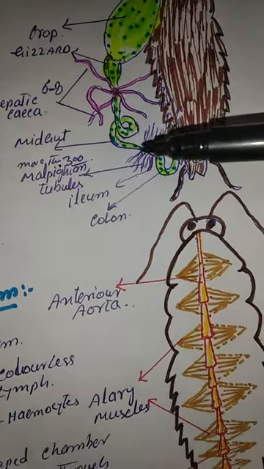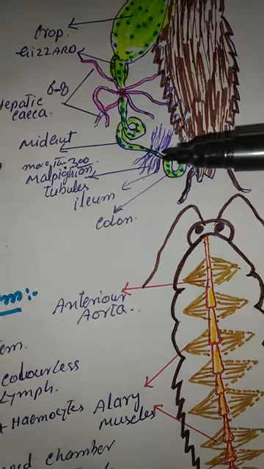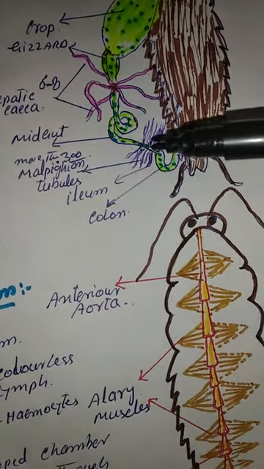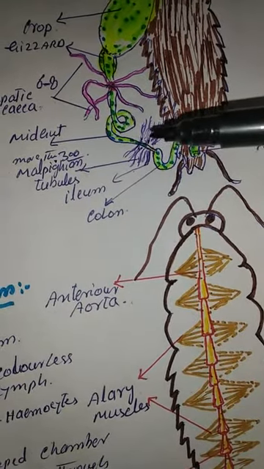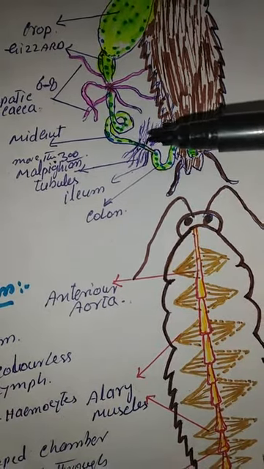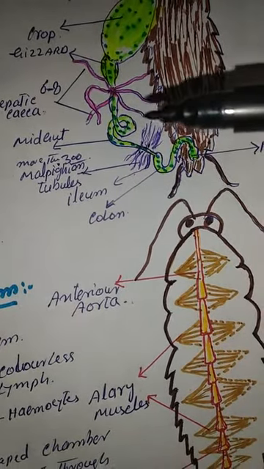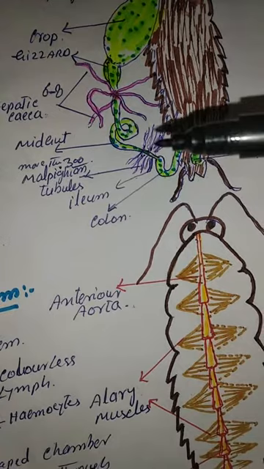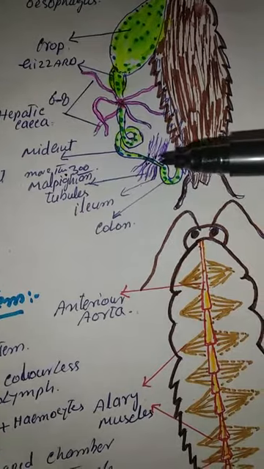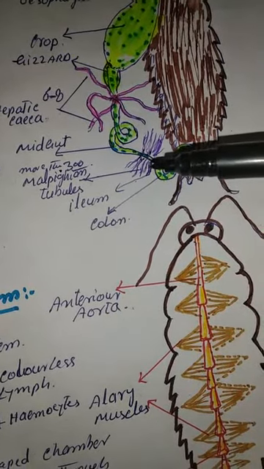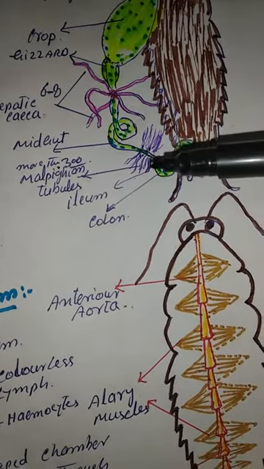Now, at the junction of this midgut and hindgut, there are more than 100 fine thread-like structures, as is seen in this sketch. These thread-like structures are called Malpighian tubules. These Malpighian tubules perform the function of excretion, that is, the removal of nitrogenous wastes from the body. After these Malpighian tubules starts the hindgut.